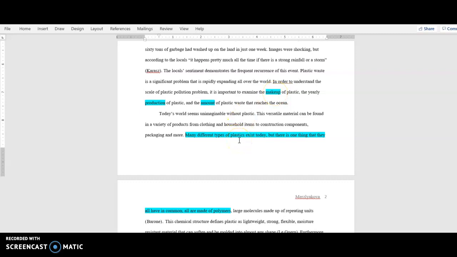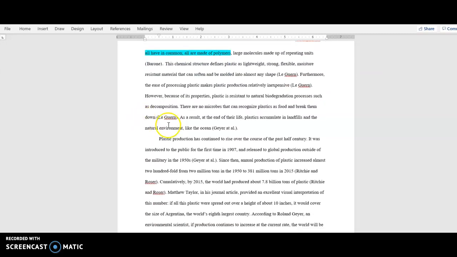It's a sentence, usually the first sentence, that tells us what this paragraph is going to be about, and it matches together with what the forecast says. Makeup of plastic: plastics are polymers. Okay, so we're getting into the makeup of plastic. The next paragraph is supposed to be about the production of plastic. Let's see what happens in the next paragraph.